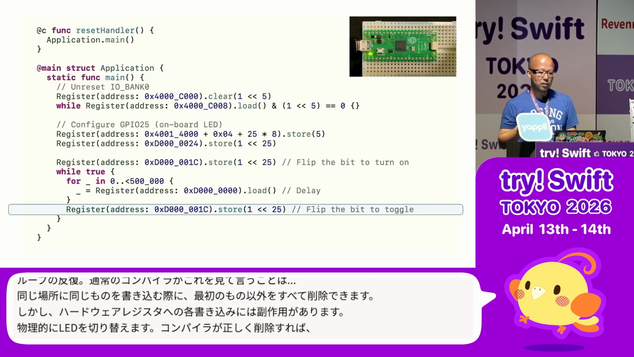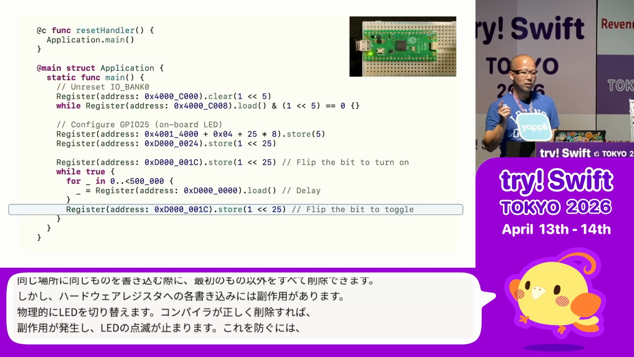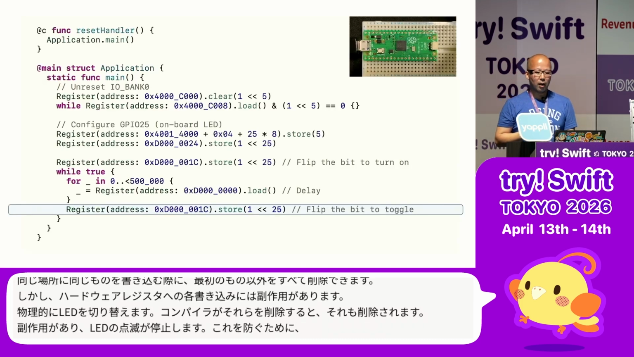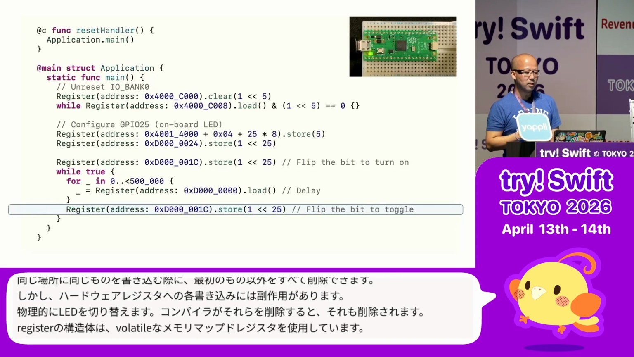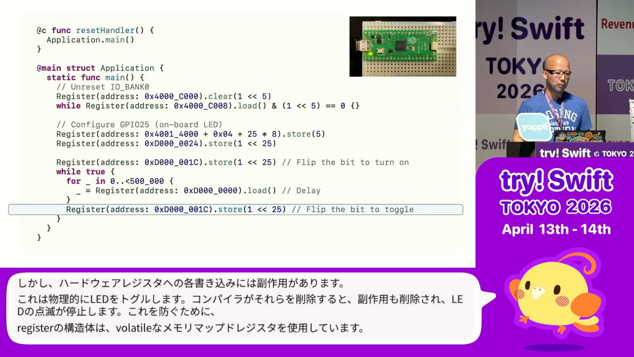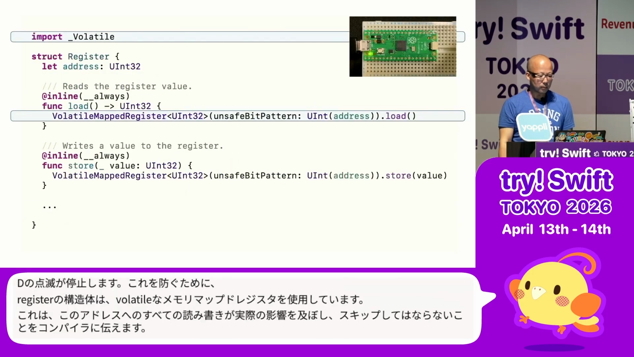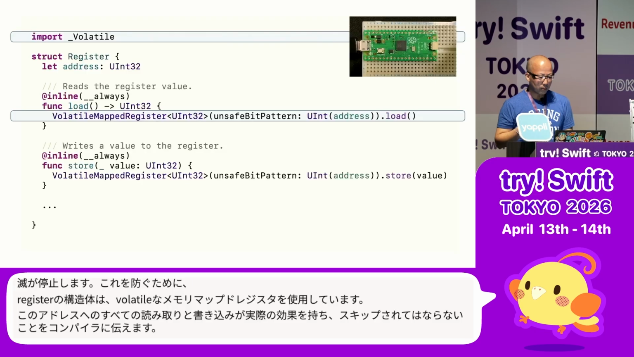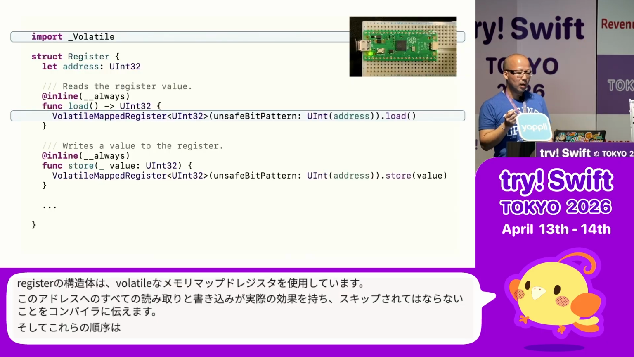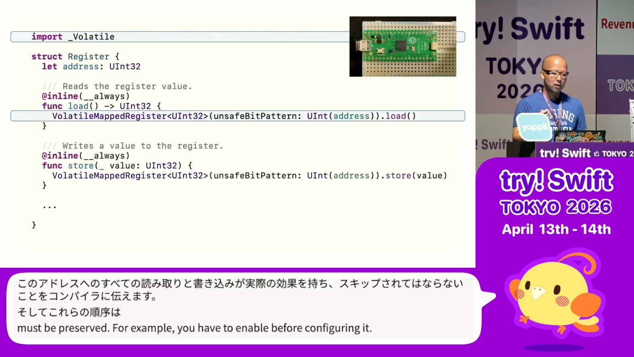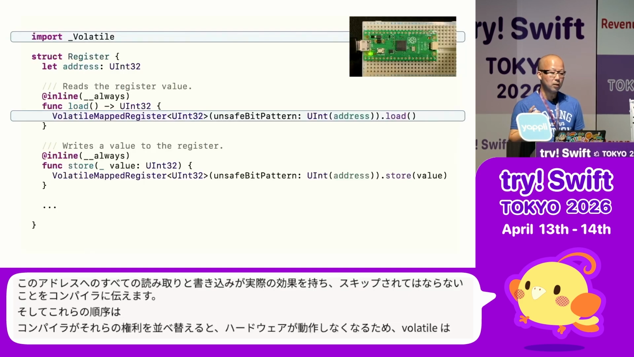To prevent this, the register struct uses volatile mapped register. Volatile tells the compiler that every read and write to this address has a real effect and must not be skipped. And the order of these accesses must be preserved. For example, you have to enable the peripheral before configuring it. If the compiler reorders those writes, the hardware won't work. So volatile is needed.